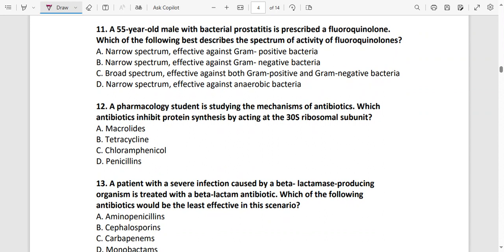A 55-year-old male with bacterial prostatitis is prescribed a fluoroquinolone. Which of the following best describes the spectrum of activity of fluoroquinolones? A, narrow spectrum effective against gram negative; B, narrow spectrum against gram negative. What's the difference between A and B? And then C, broad spectrum effective against both gram positive and gram negative. D, broad spectrum effective against anaerobes. Anyone to help?